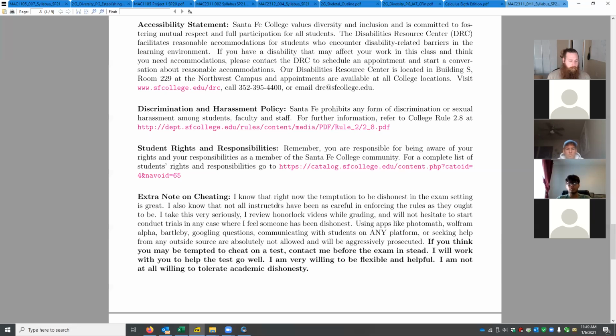This is also why I'm introducing the requirement of having the phone up on Zoom during the tests. So we'll be using Honor Lock, and then we'll also have the phone filming your desk and your hands and everything during the tests, through Zoom. And I may pop in on Zoom and ask you a few questions from time to time during the test. You know, just how are things going? Which problem are you working on? Can you show me your work? That sort of stuff. But please, please, please don't cheat.